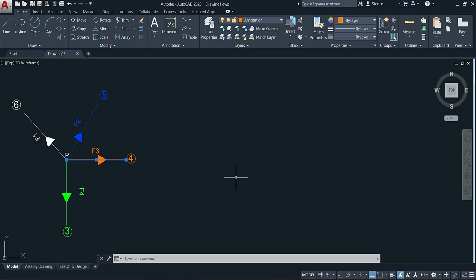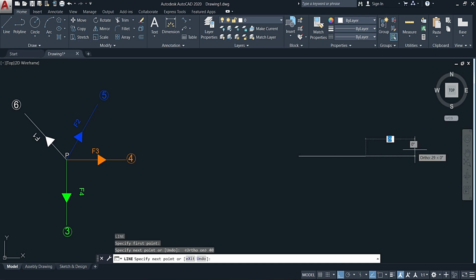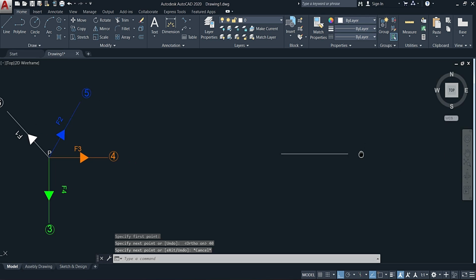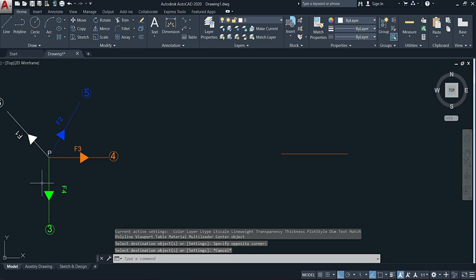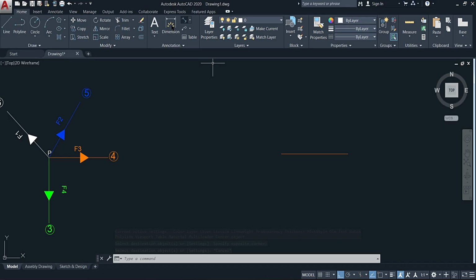So I'm going to go ahead and type L, enter to my right here. And I'm going to draw a horizontal line that measures 40 centimeter. So this is now 40 centimeter. Let me match the properties so you can see what's going on. I'll now draw this green line that will be representing that one there. So I'm going to draw a line down from that point there.